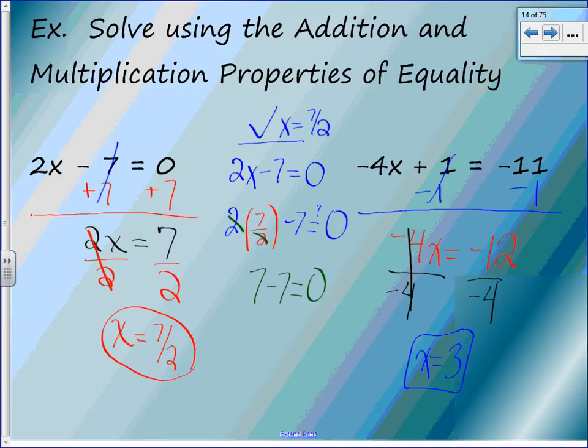Okay, and again, if you're in a test-like situation, you would check it. You plug it in, make sure the left side equals the right side. And you can do a quick check if you wanted. Negative 4 times 3 is negative 12. Negative 12 plus 1 is negative 11.